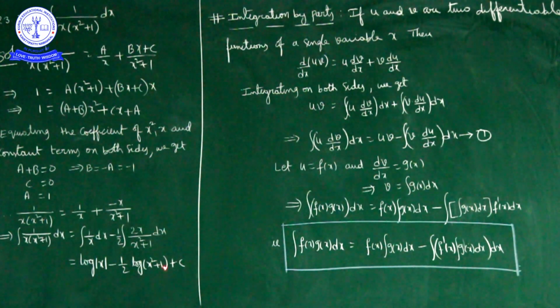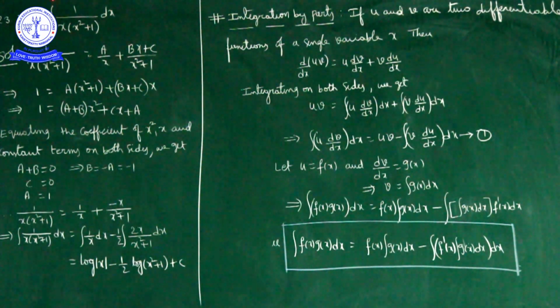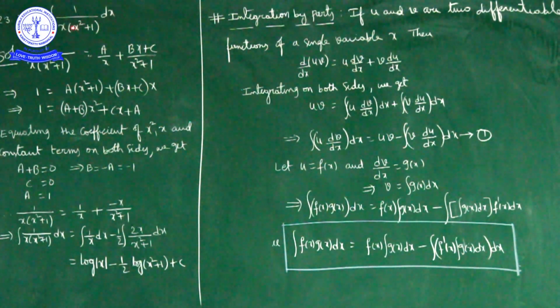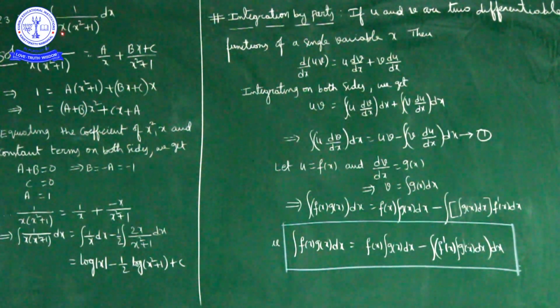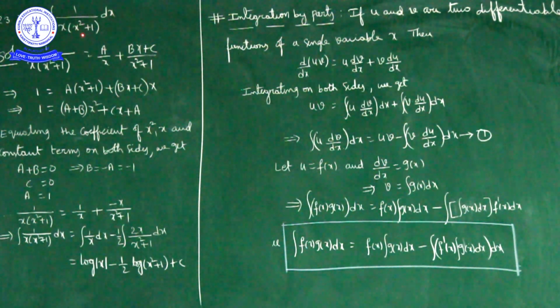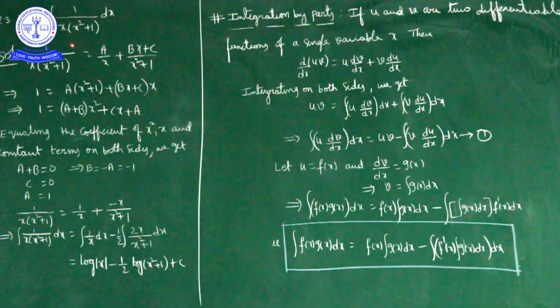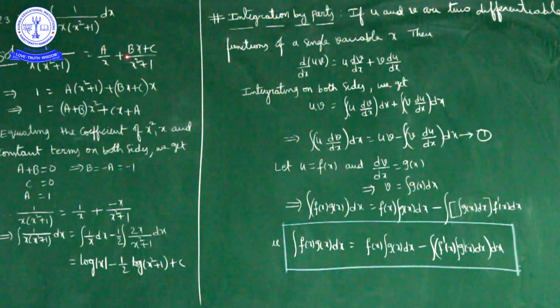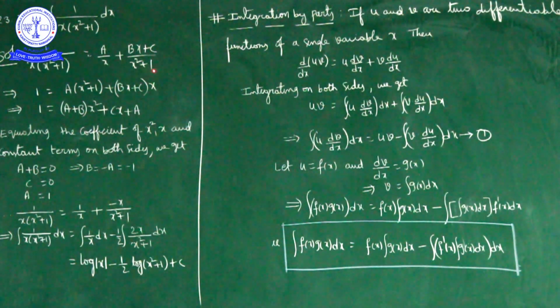Okay. I will repeat once again. What is given in the question? Find the integral of 1 upon x into (x square plus 1) dx. Okay. The denominator has one non-repeated linear factor and one irreducible quadratic factor. So I will write 1 upon x into (x square plus 1) as A upon x plus (Bx plus C) upon (x square plus 1).